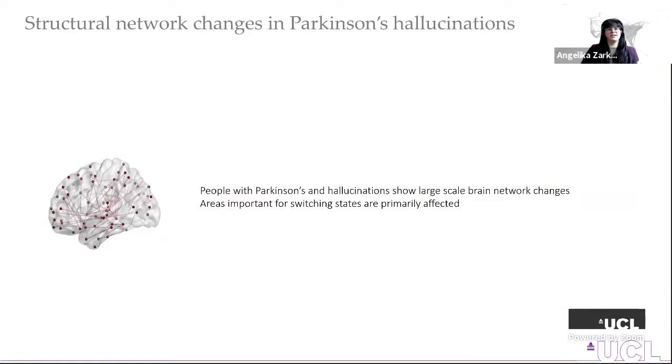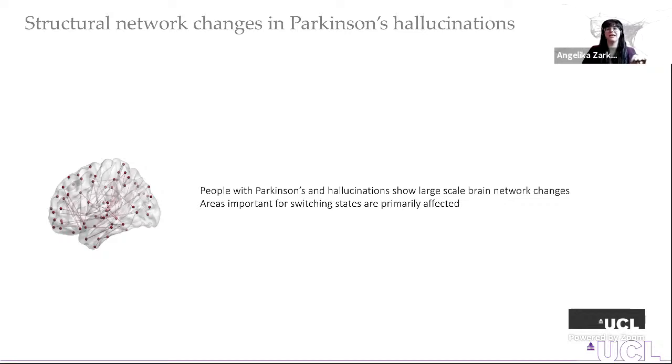So people with Parkinson's and hallucinations show large-scale brain network changes, and these changes happen preferentially in areas that are important for switching the brain to different states. This may explain why hallucinations can happen, because there is a problem with switching the brain to different states. But why are these specific brain regions affected? What do they have that makes them more vulnerable? One thing that could be making them more vulnerable is how they express different genes.